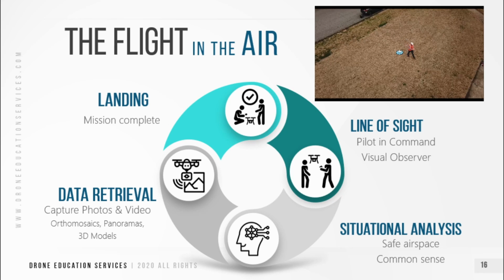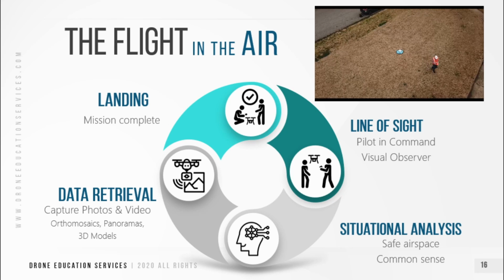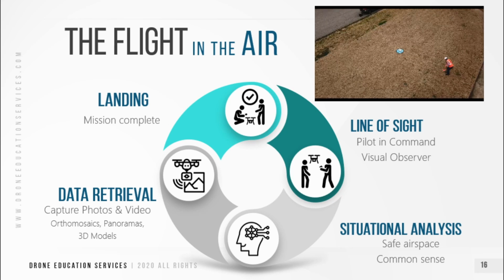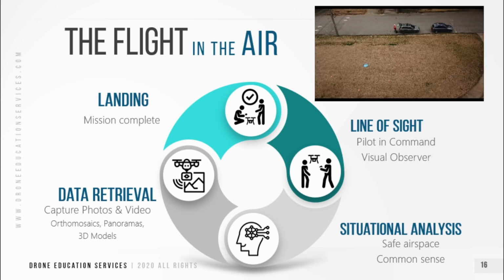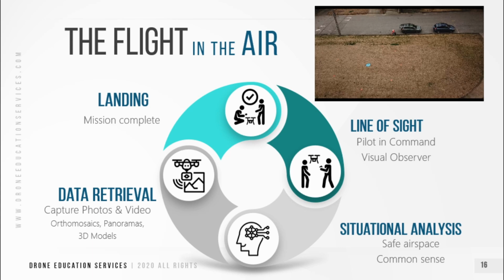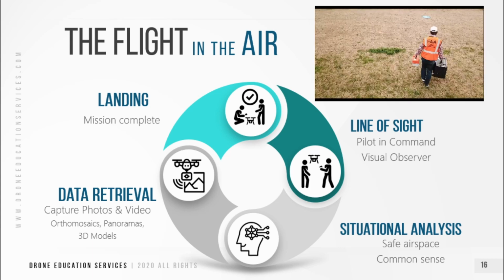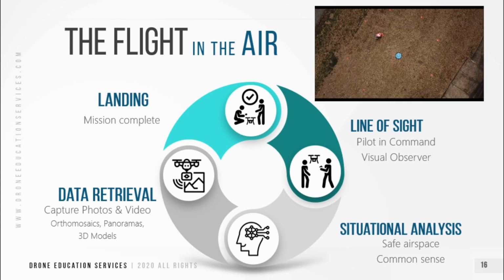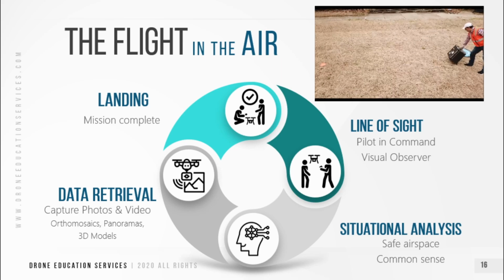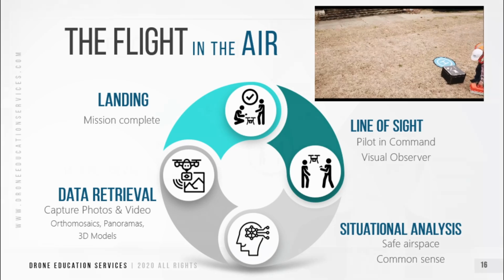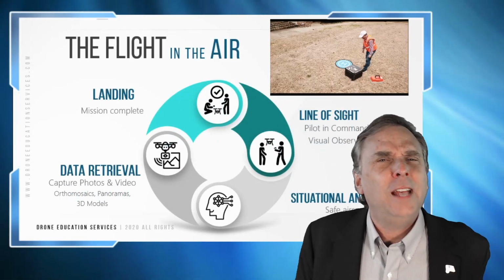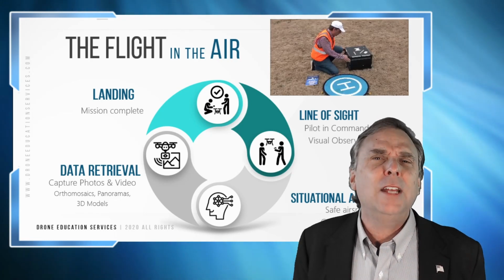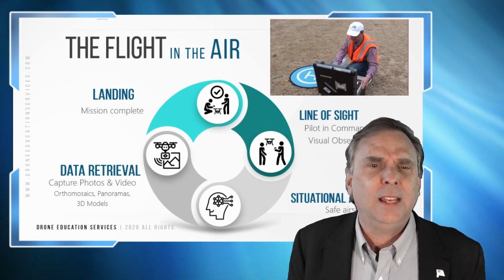I'm also responsible to make sure that that visual observer has a clear line of sight on the drone and that the operation runs smoothly. I've got situational analysis such as, is the airspace safe? I've already done that by making sure the airspace was clear, but then I'm down there using my common sense saying, okay, windy conditions might be a little strong today and I might not be able to fly as close to the property as I'd like.